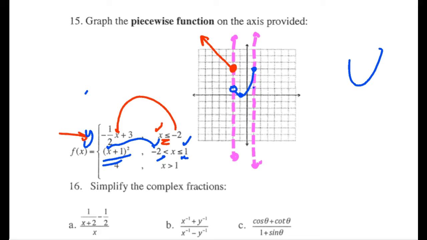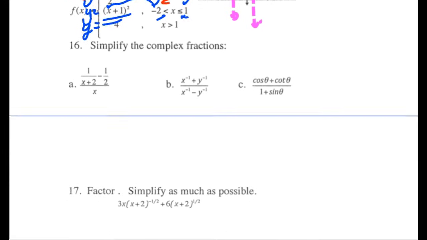For the last one, remember these are all y equals. f of x is y equals. This is the line y equals 4 to the right of 1. So I just go like this and it's done. And there's my non-continuous piecewise function.